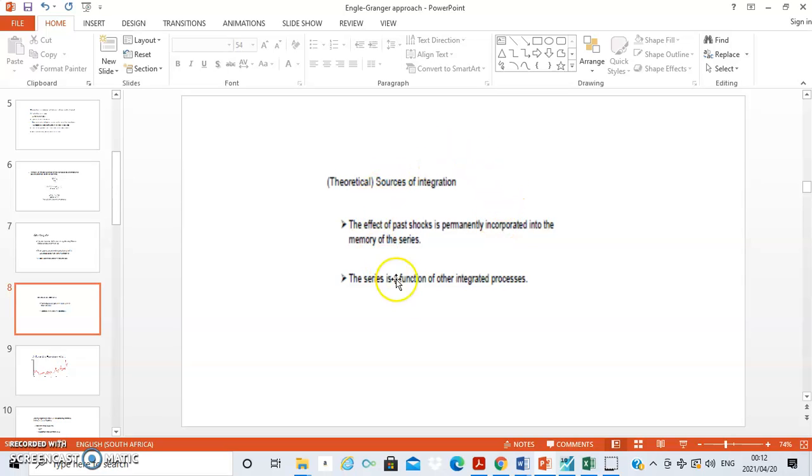So theoretically, we can explain that the sources of integration can either be past shocks that are permanently incorporated into the memory of the series, or the series is a function of other integrated processes, okay?